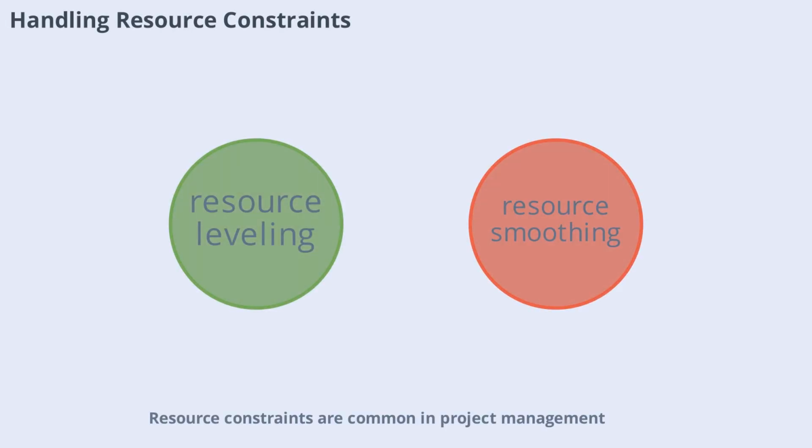Resource constraints are common in project management. You might have limited staff, equipment, or materials. To address these challenges, consider strategies like resource leveling, which adjusts the project schedule to accommodate resource limits, or resource smoothing, which spreads out resource usage to avoid peaks and valleys. By proactively managing constraints, you can keep your project on track even when resources are tight.